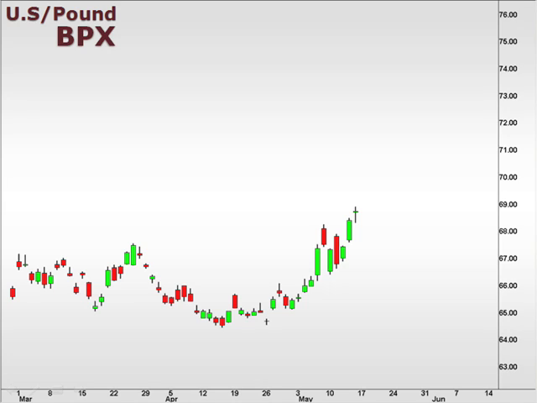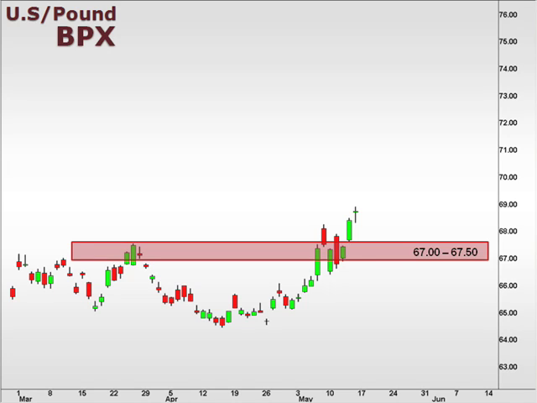Next up, the BPX, the US versus the British pound. Well, the BPX held support at 67, 67.5 and appears to be lining up for another push higher. As long as the pair remains above 67, we will be targeting the 70-71 box.